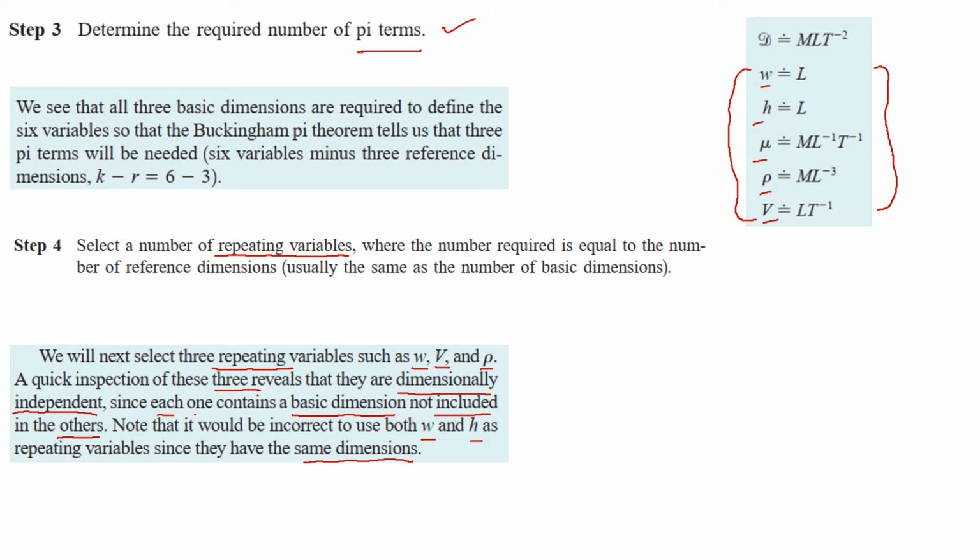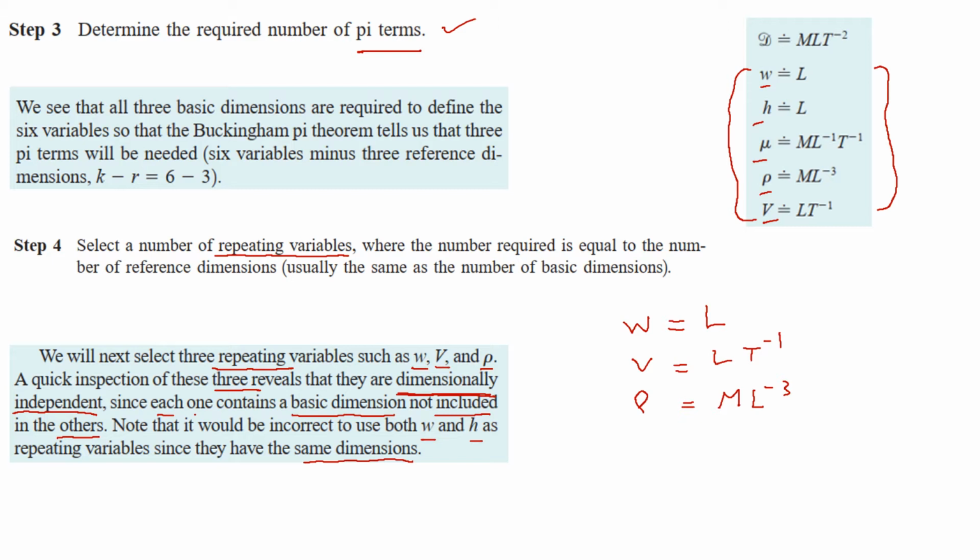So what does this mean? Here we have selected width, velocity and density as our repeating variables, and they are saying that these three repeating variables must be dimensionally independent. What does dimensional independency mean? First of all, we will write their dimensions. That is the length, length per time, and mass per unit volume, so that is mass per length cubed. So this is how we can represent these three dimensions.